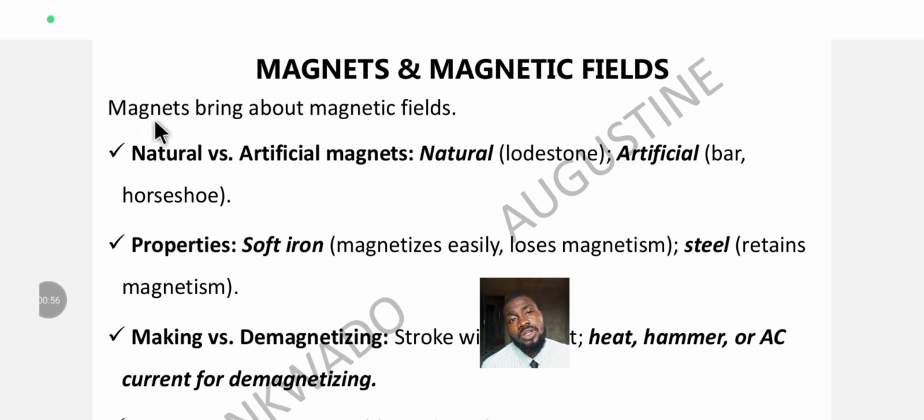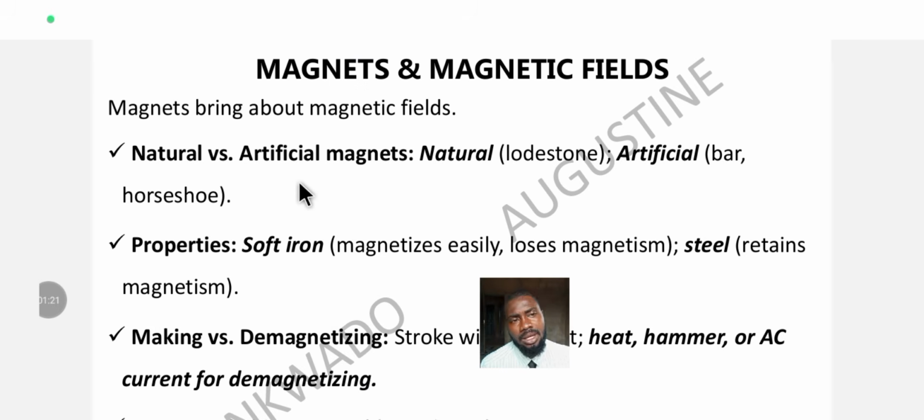All right. So magnetic field and magnets. We have to understand the concept of magnetic field and magnets. So what is a magnet? A magnet is that which brings about a magnetic field. What is a magnetic field? It's an area, not requiring touch, where magnetism can be felt.